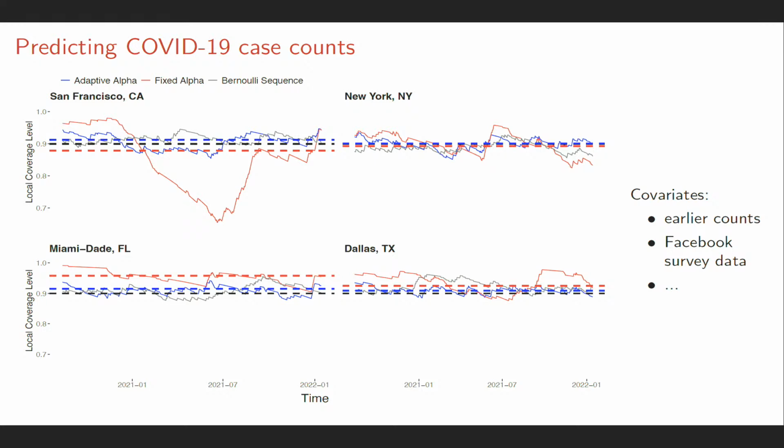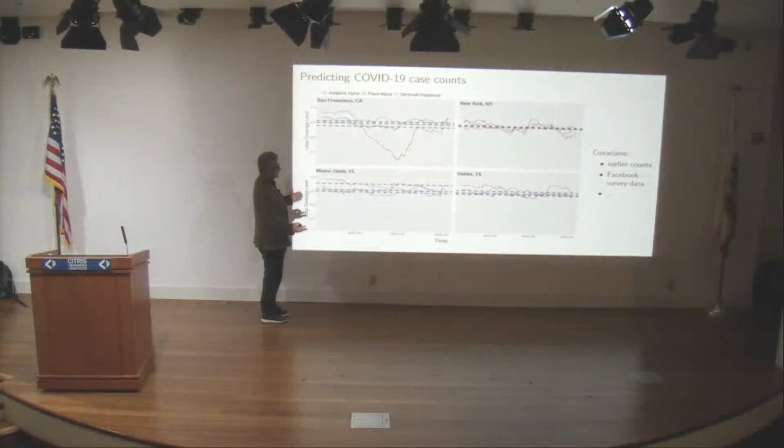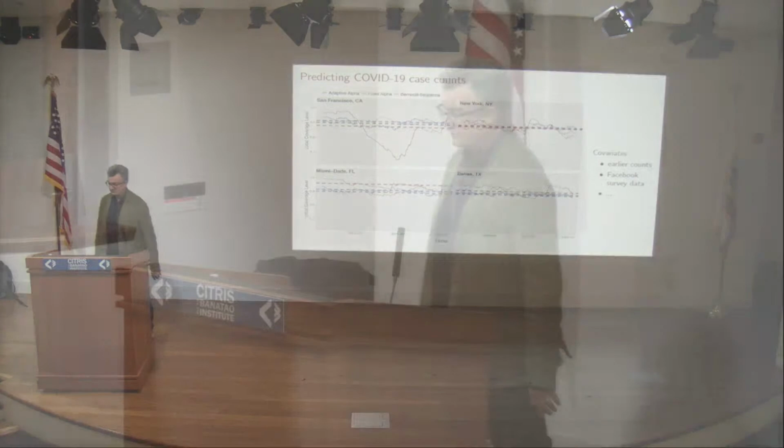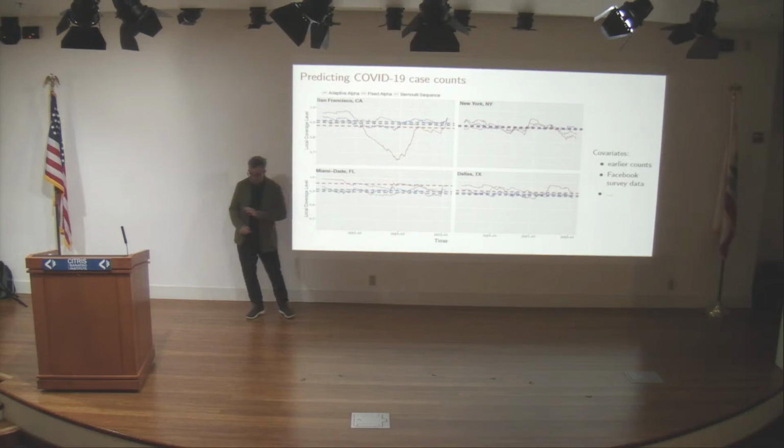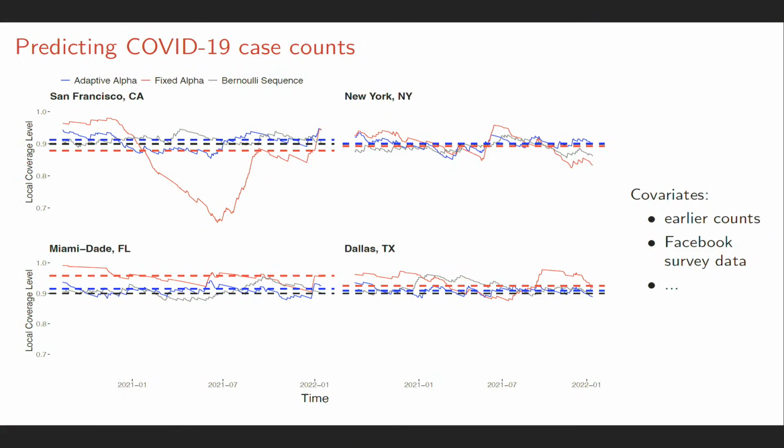This is a prediction problem where we're actually trying to predict case counts of COVID-19 in different parts of the United States: San Francisco, New York, Miami, Dallas. Of course, these places have very different behaviors. I've been to Miami over Christmas, and they do not behave like San Franciscans at all. Whatever the county is, you look at this blue curve, and it's just hugging the 90% line. But of course, if you're not adaptive, then things are trouble.